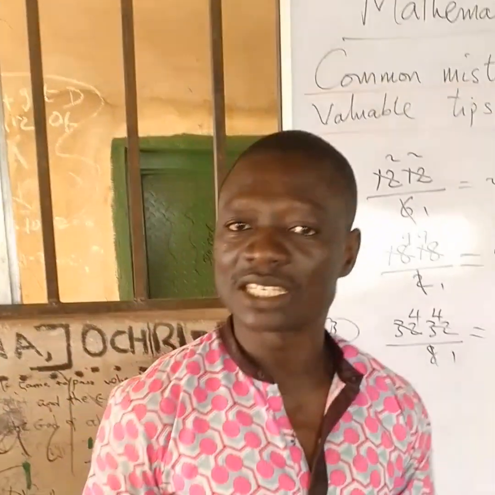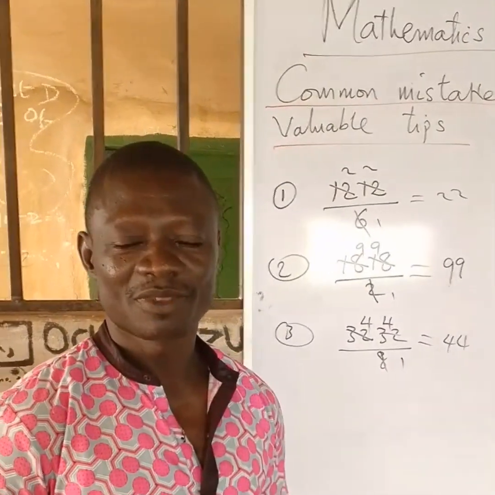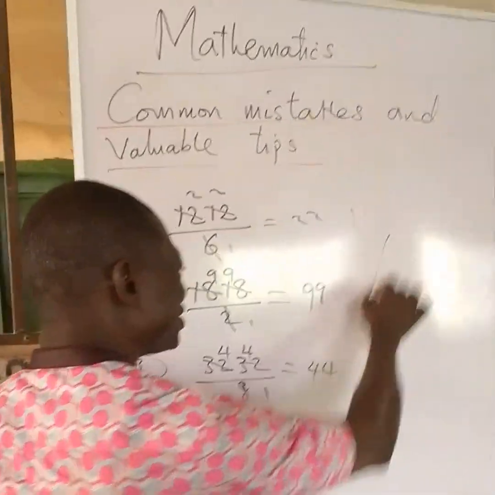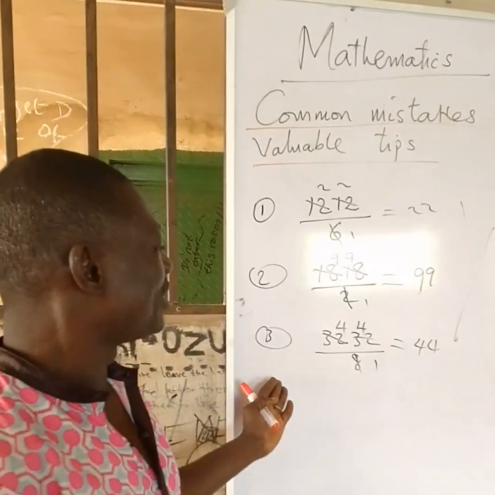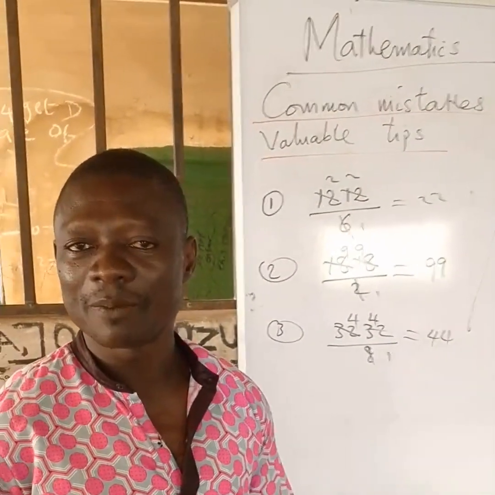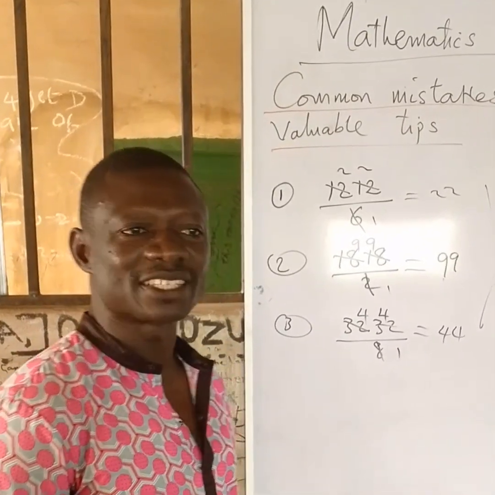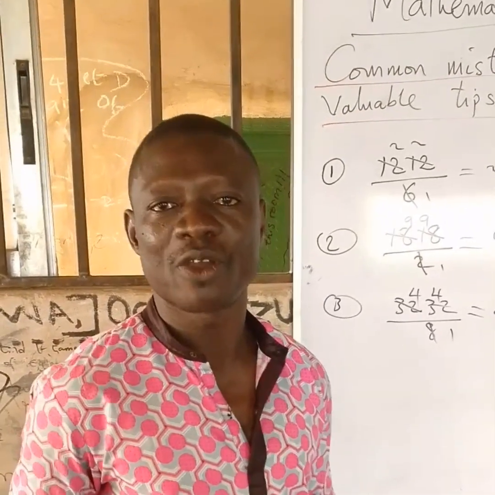But I tell you honestly that all the calculations there are not correct. So we are saying no. The answer is not 22, 99, neither will number 3 be 44. What is the reason behind this? When you divide numbers, do not jump any one at all. Do not jump a figure.